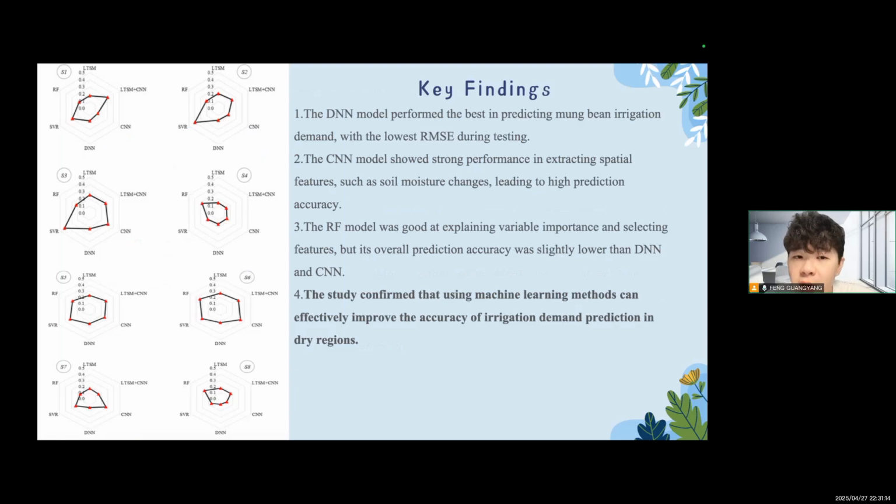Okay, these are the key findings. We can look at the three points, and we can find that the study confirmed that using machine learning methods can efficiently improve the accuracy of irrigation demand prediction in dry regions.